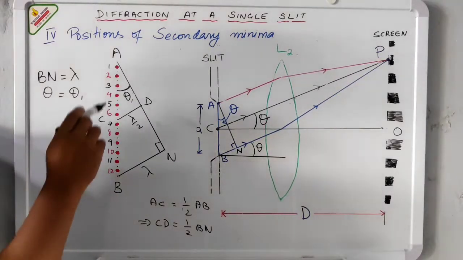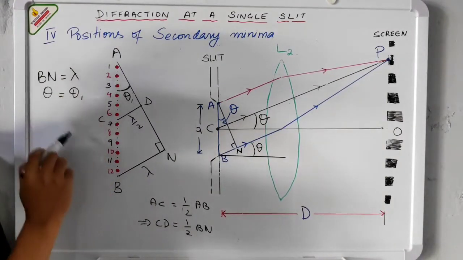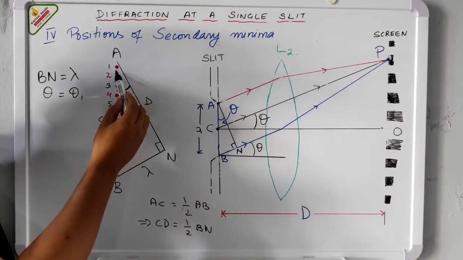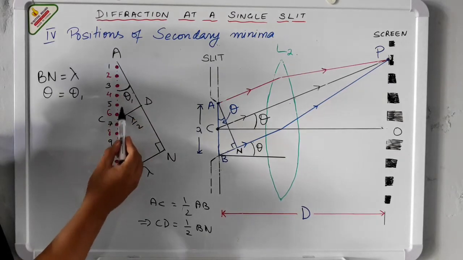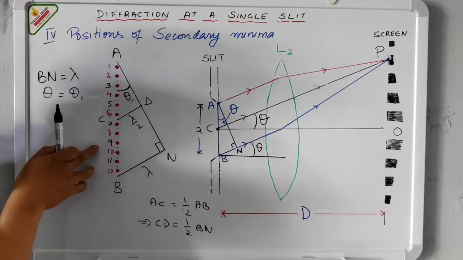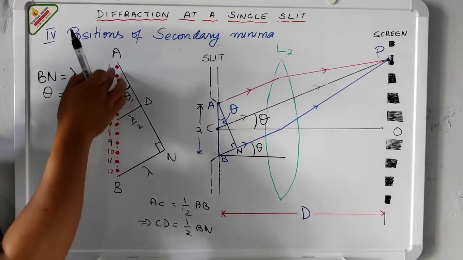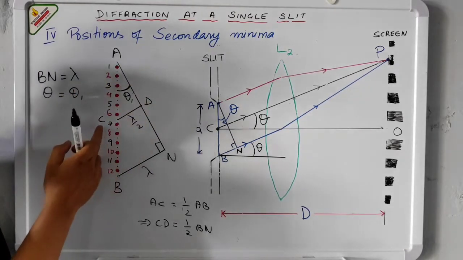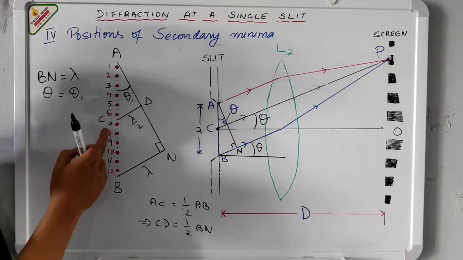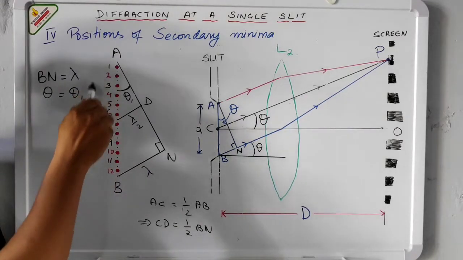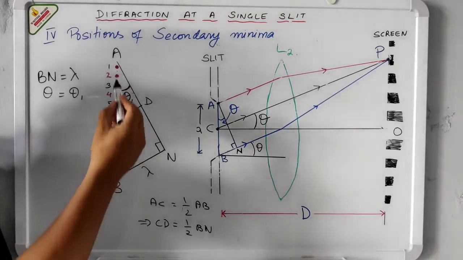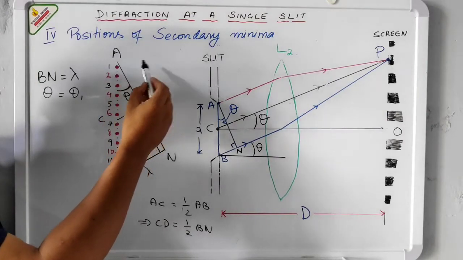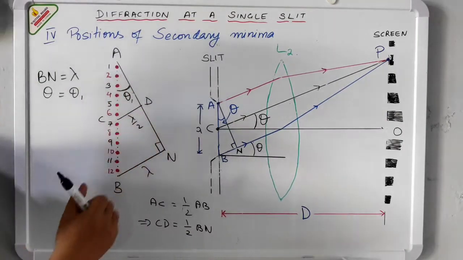Let us have a closer look. Here, let me name the wavelets on the two parts of the slit. 1, 2, 3, 4, 5, 6 from the first part of the slit and 7 to 12 from the second part of the slit. This is the first part, second part. Okay. 1 from the first part and 7 from the second part.